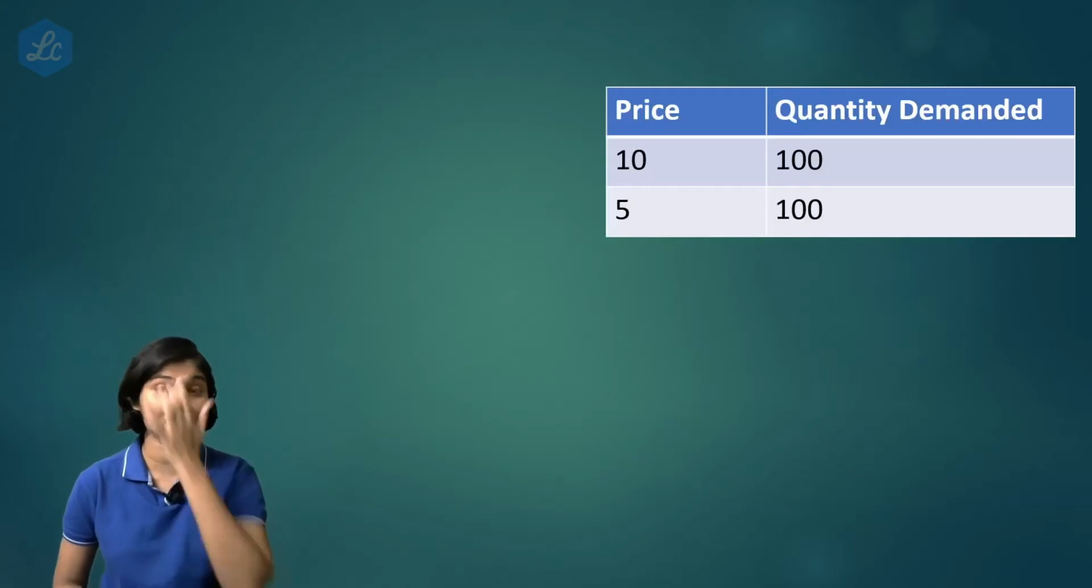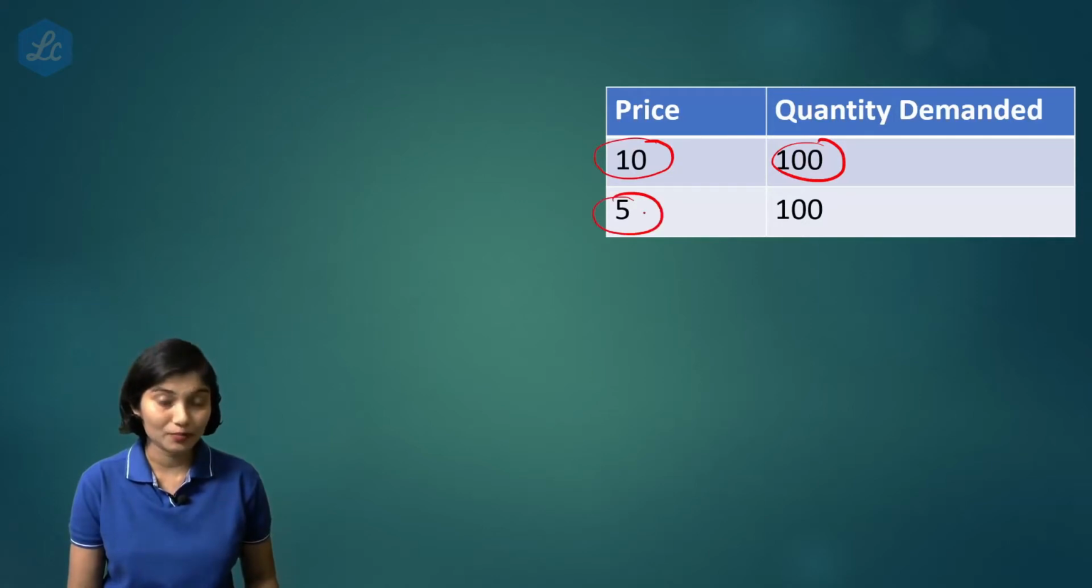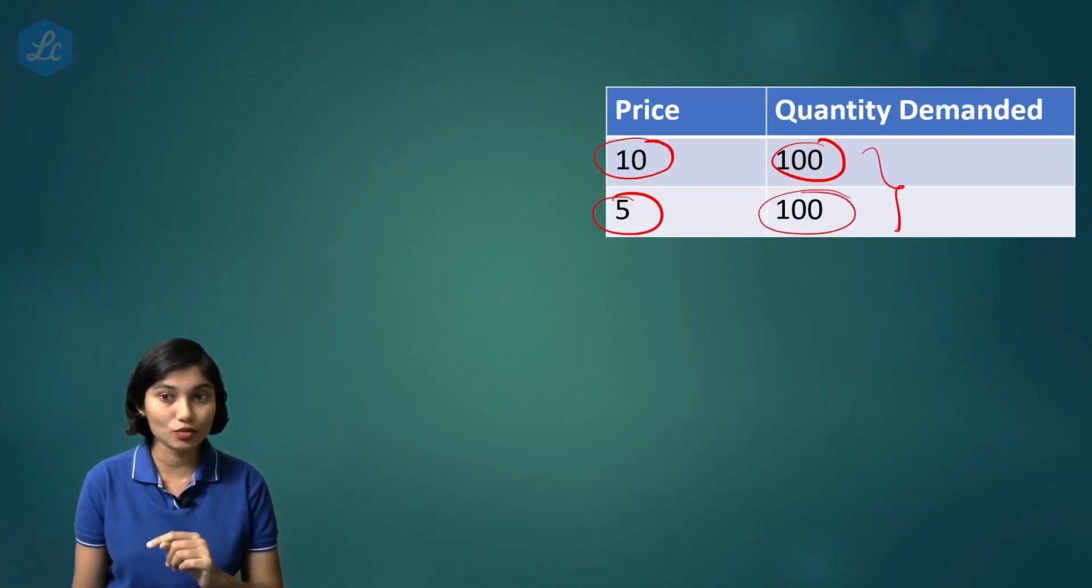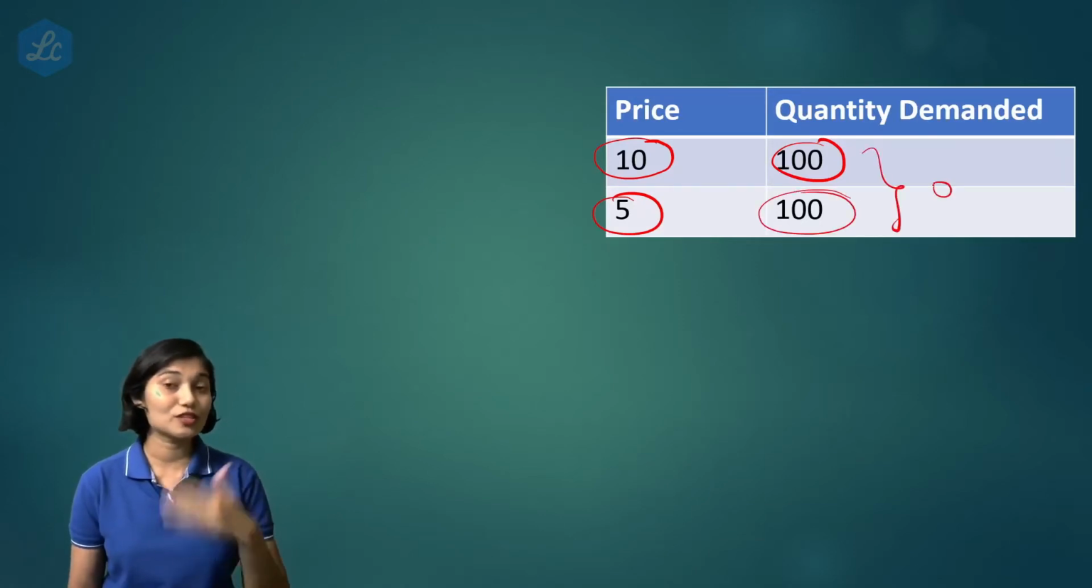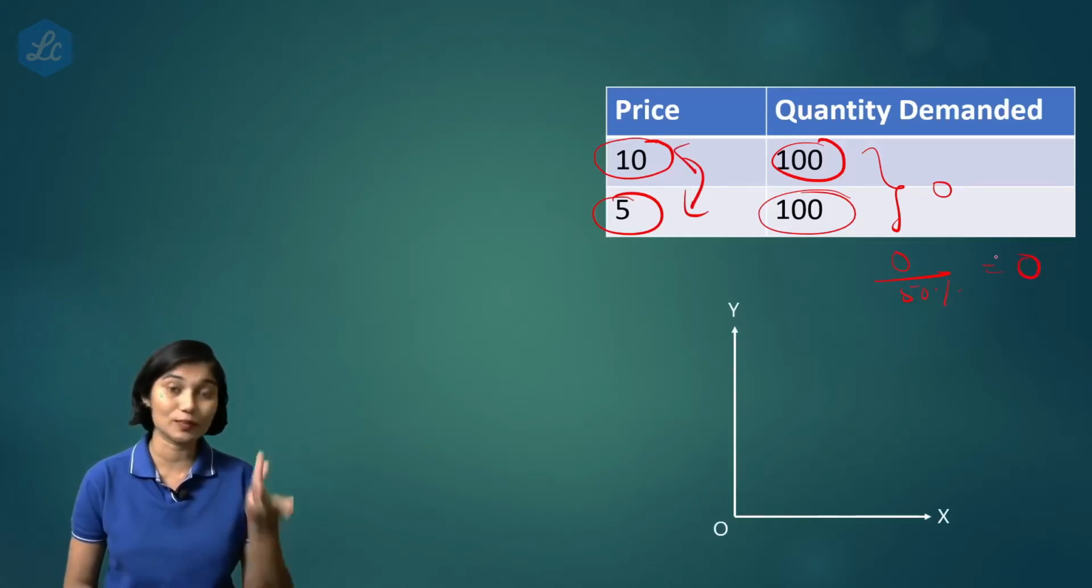So, this is the first numerical example. Now, we have it in terms of numbers. You can see here that when the price was 10, the quantity demanded is 100, and when the price fell, in general terms, what should happen? When the price falls, demand increases, right? But here, the demand remains the same. There is no change. So, the percentage change in quantity demanded is 0. The percentage change in price over here is 50%. It is still 0. EP is 0.